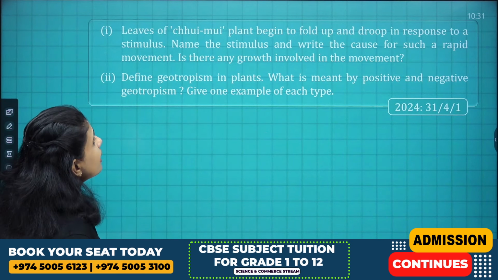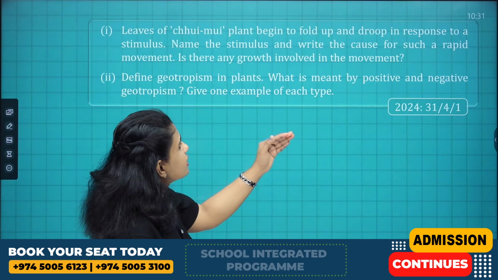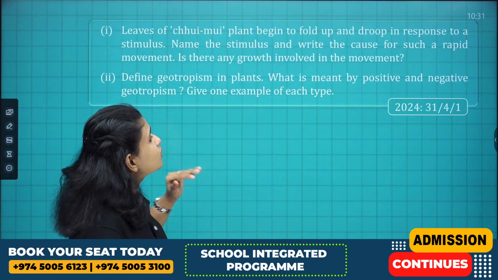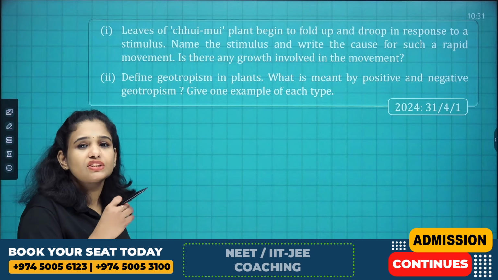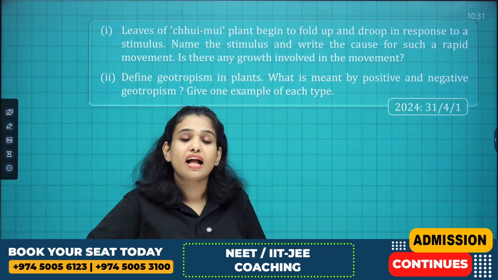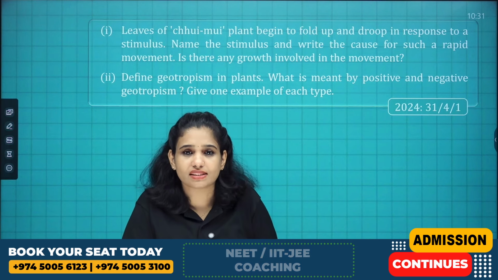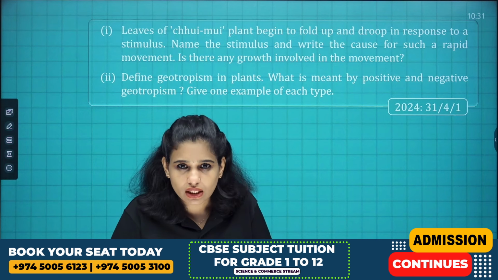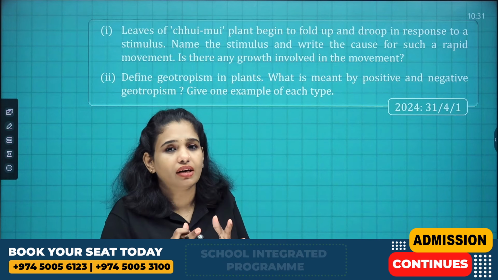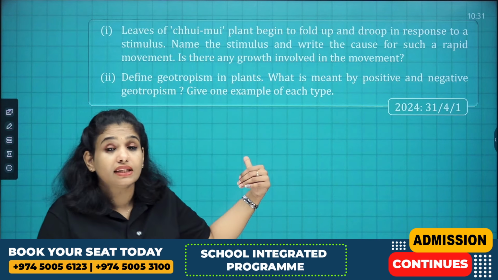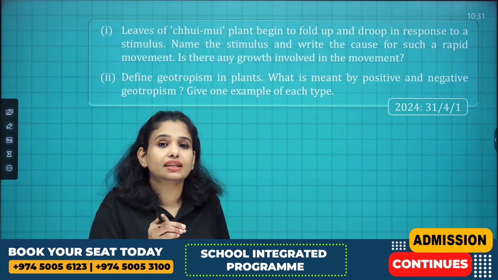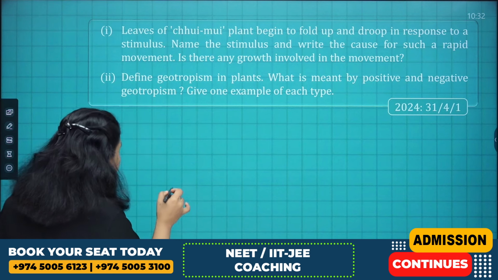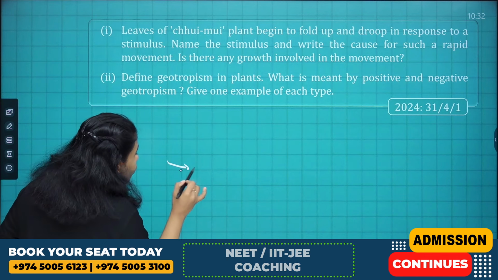Leaves of chumi plant begin to fold up and droop in response to a stimulus. Name the stimulus and write the cause for such a rapid movement. See, the stimulus is touch. We have learned that there are two types of movements, growth related movement and growth independent movement. In chumi plants, what kind of movement is that? Touch is the stimulus, and with the touch, what happens? It will take back water.